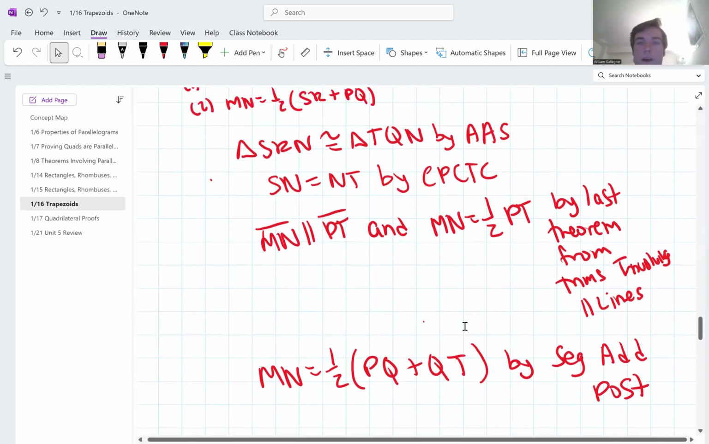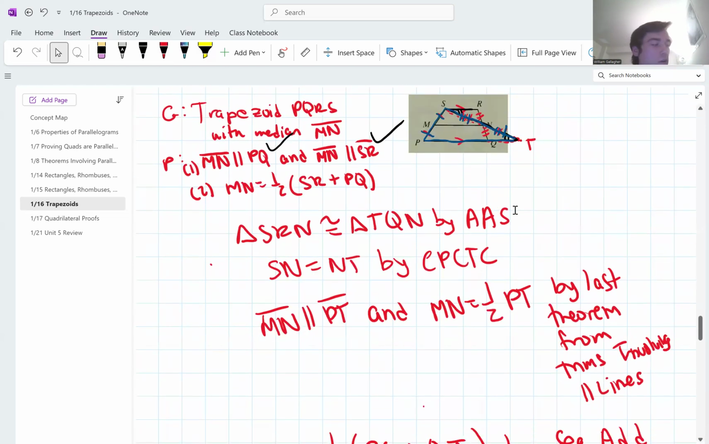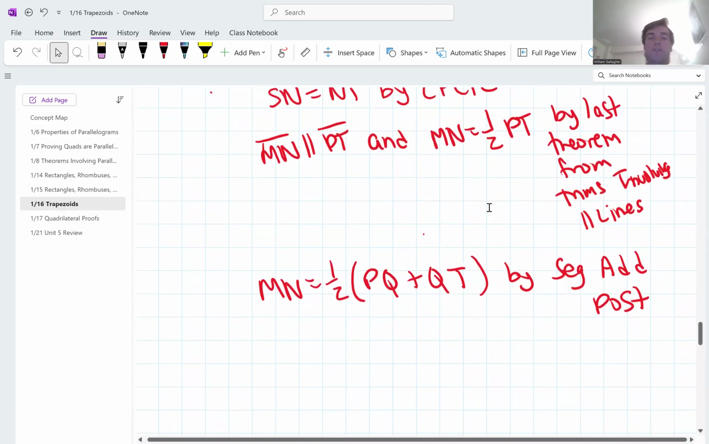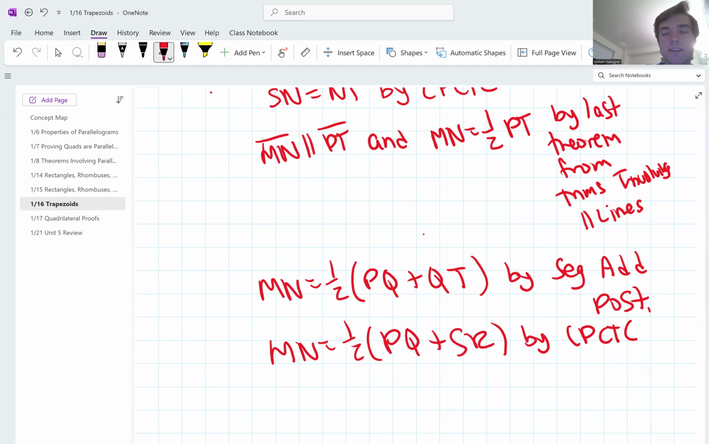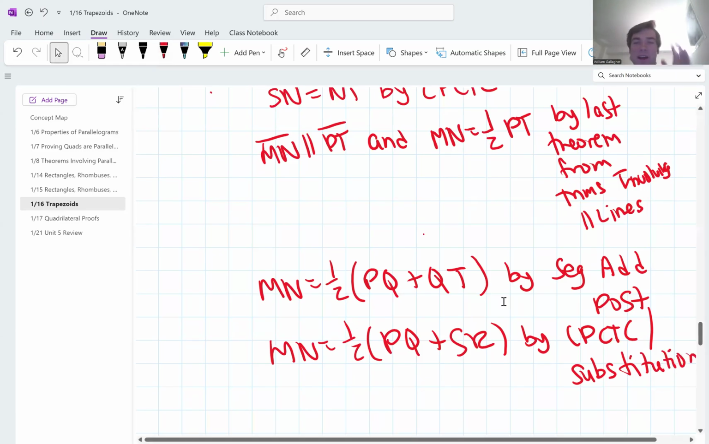And now if we scroll back up, we know that QT is congruent to SR, right? Because those two triangles were congruent. We know that QT is congruent to SR by CPCTC. And so now we can substitute in SR for QT. And so MN is equal to 1/2 of PQ plus SR, and that is by CPCTC / substitution. I did that all in one step just to save you some time and space.